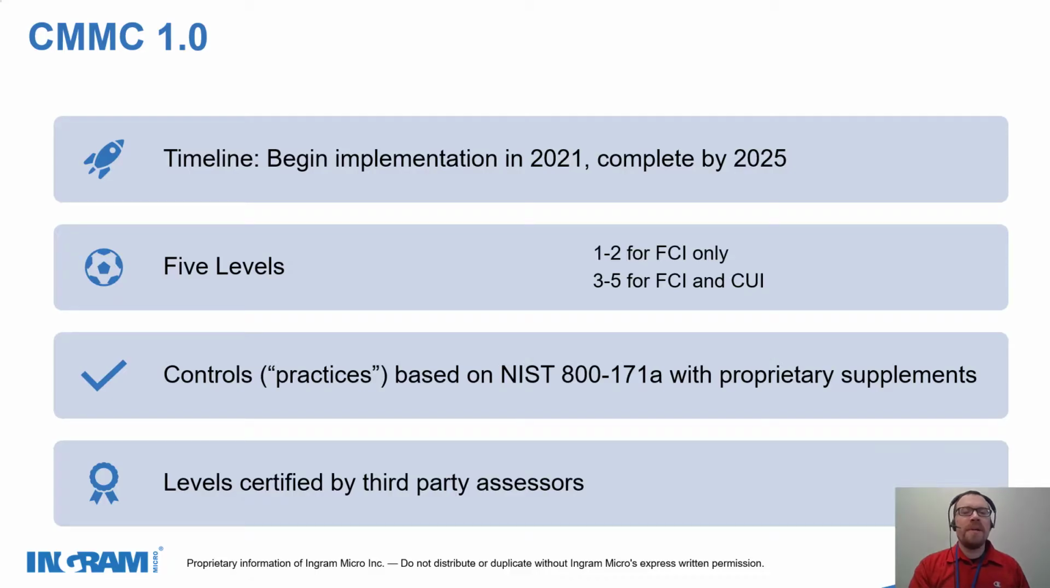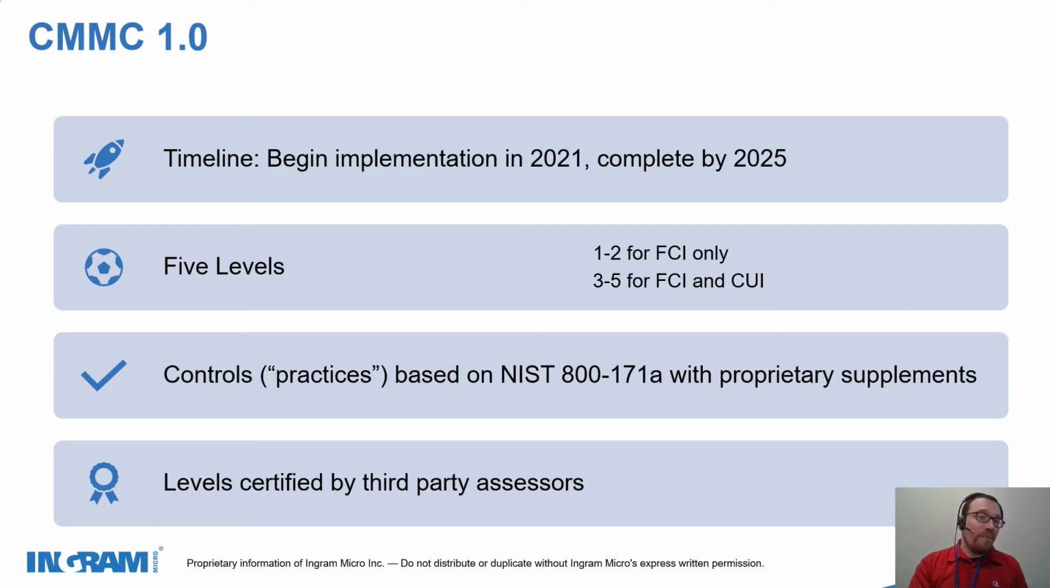So quick review. CMMC 1.0 was obviously the start of CMMC. It's what happened after the public comment period on their drafts. The idea was that there would be some piloting in 2020 and 2021, beginning the actual implementation in 2021 and completing it by 2025. There were going to be 5 levels. 1 and 2 were only for FCI, Federal Contract Information. 3 through 5 were for that plus controlling classified information.